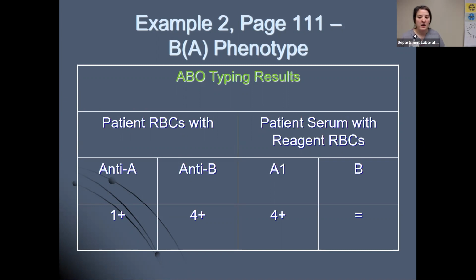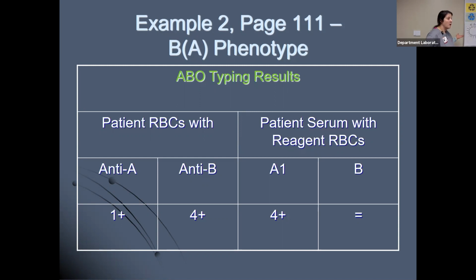We have in our forward type a 1+ reaction with anti-A, and a 4+ reaction with anti-B. But if you look at our back type, we have a 4+ reaction with A1 cells, a negative reaction with your B cells. So what's your front type as? AB. What's your back type like? B. Looks like a B patient.